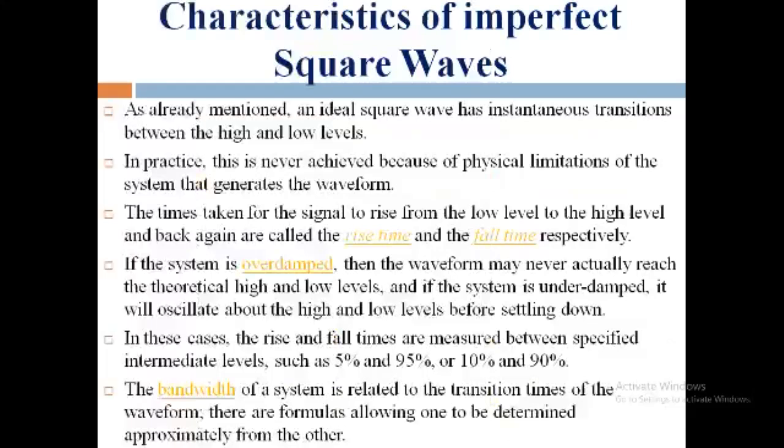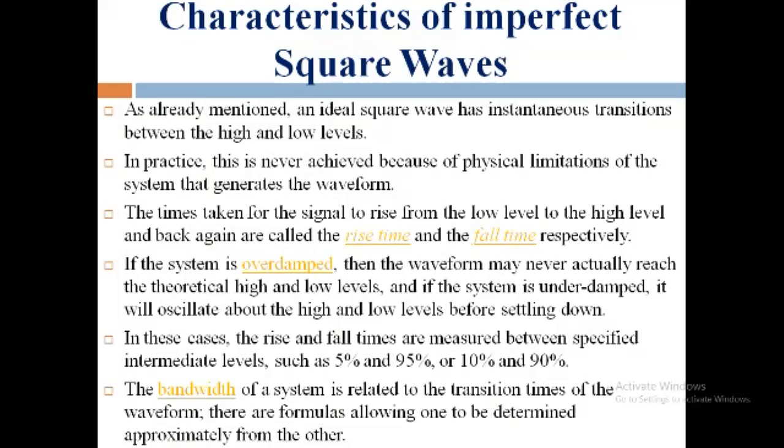Then the characteristics of imperfect square waves. As already mentioned, an ideal square wave has instantaneous transitions between the high and low levels. In practice, this is never achieved because of physical limitations of the system that generates the waveform. The times taken for the signal to rise from the low level to the high level and back again are called the rise time and the fall time respectively.